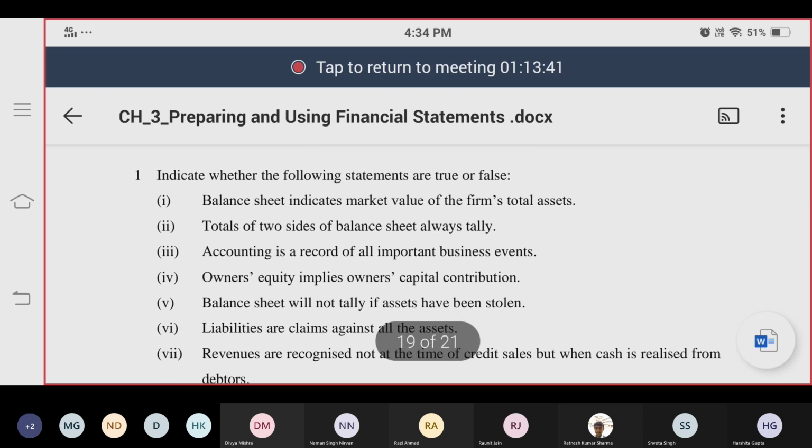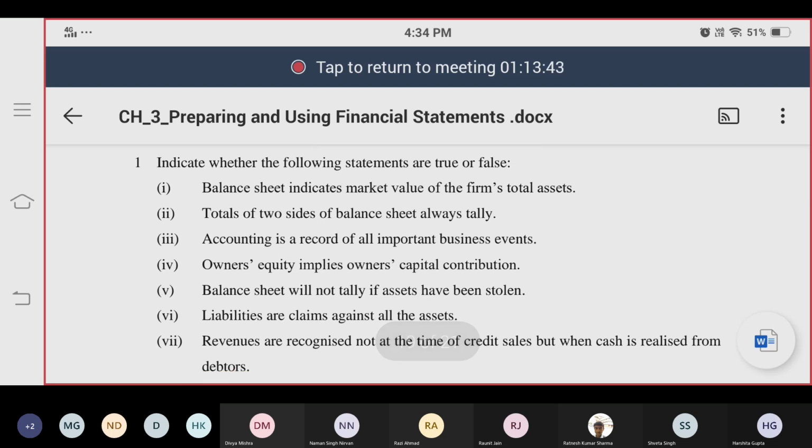I think it is true. The market value of the firm's total asset, do you think, Ratnesh, do you think it always shows the asset at cost? That is, the cost at which you bought it. Asset at cost. Asset at cost, I think. Yes, Ratnesh, always.